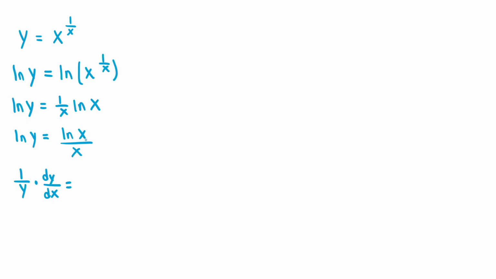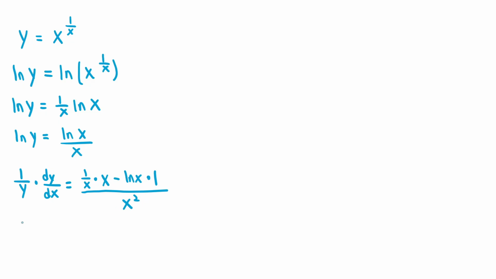And to do this differentiation, we need to use the quotient rule. The derivative of ln x over x is the derivative of the numerator, which is 1 over x, which is the derivative of ln of x, times the denominator, which is x, minus the numerator, ln x, times the derivative of the denominator, which is 1, because the derivative of x is 1, and all of this is divided by the denominator squared, which is x squared. So this is just applying the quotient rule.